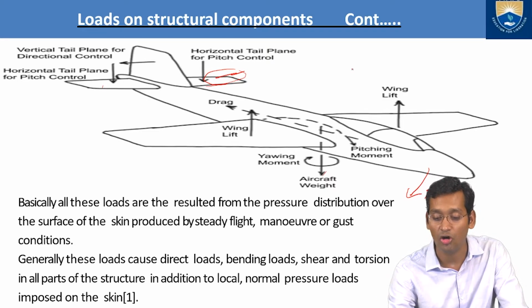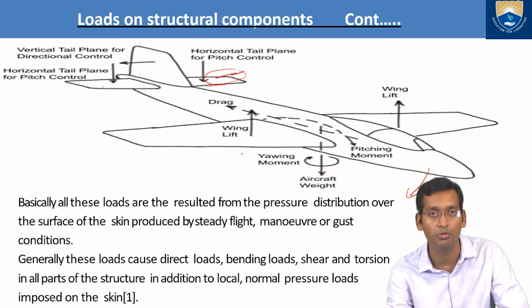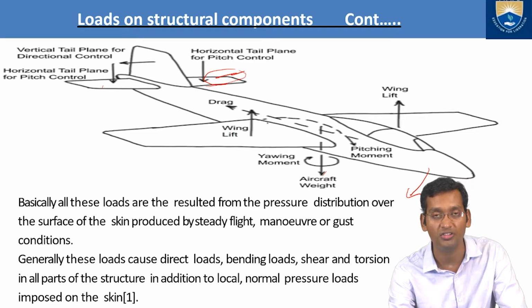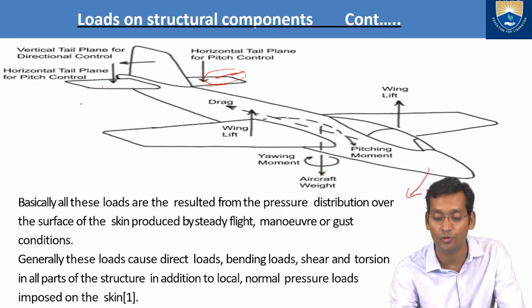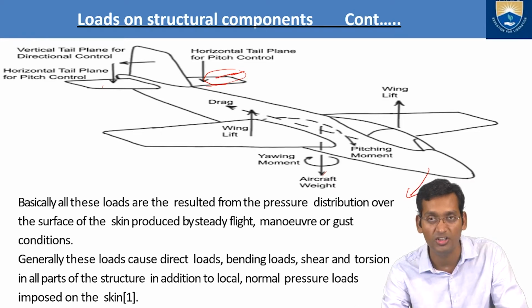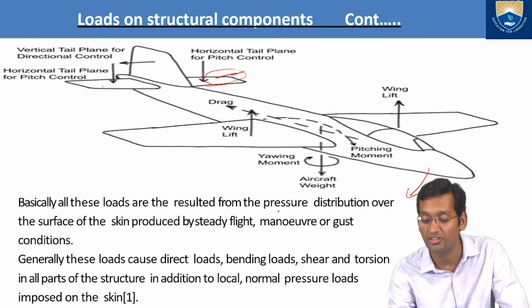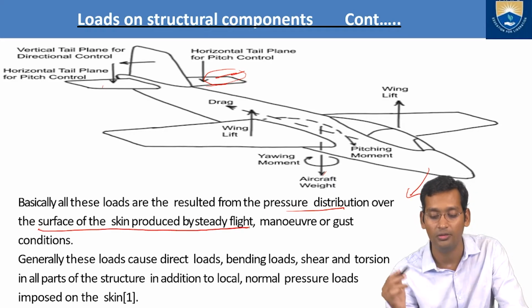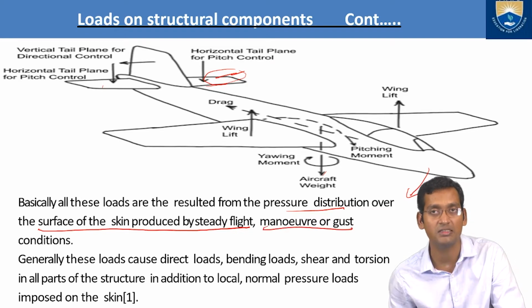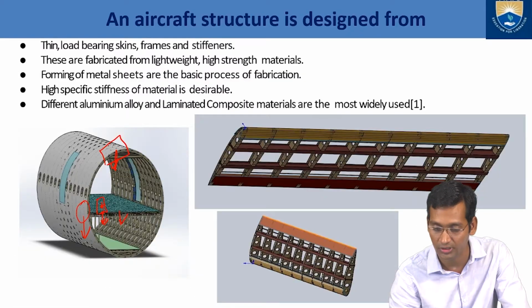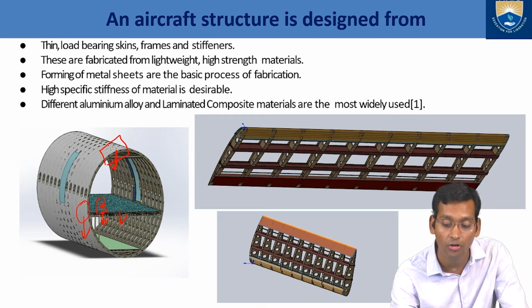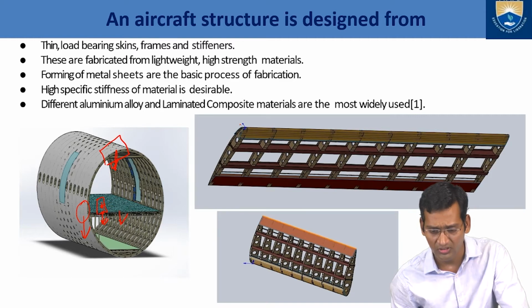Now all these loads are based on the pressure distribution. Lift is also produced because of the pressure difference: at the upper wing, low pressure is there, and at the lower wing, high pressure is there, and because of that pressure difference, lift is generated. So all these forces are due to the pressure distribution, or pressure difference. Basically, all these loads result from the pressure distribution over the surface of the structure produced by steady flight, maneuver or gust. Whatever it is, there will be a pressure distribution or pressure difference. Just now I said, this shape is to minimize the pressure distribution so that the flow does not separate. We are using the aerodynamic shape, which we will see later.